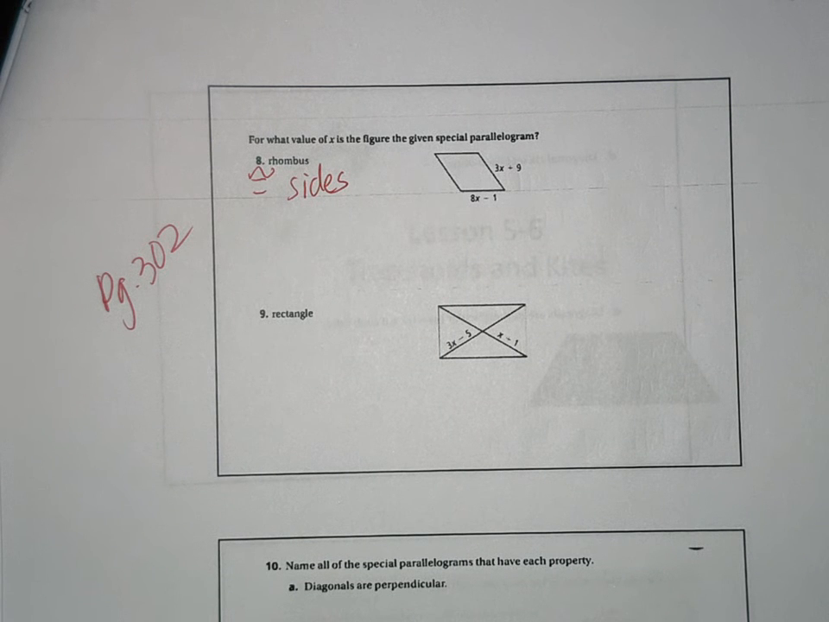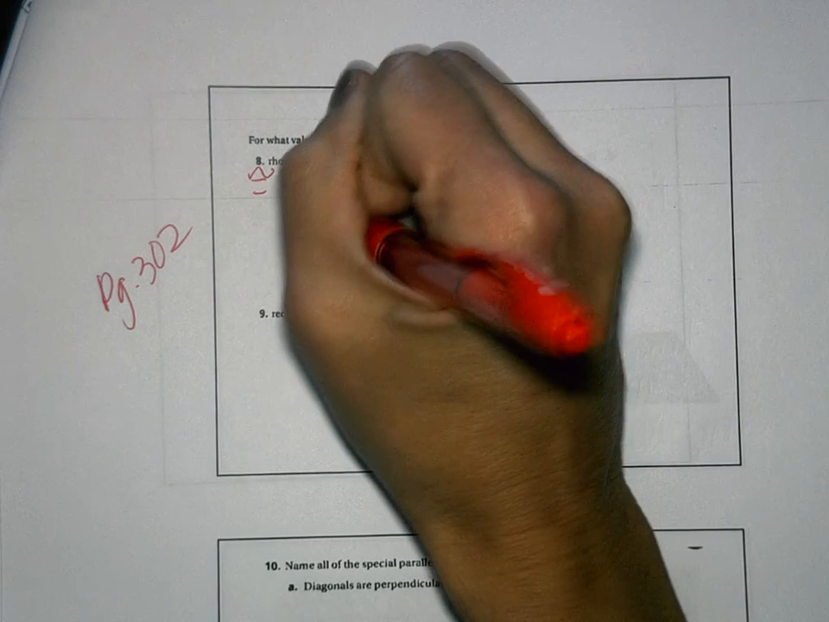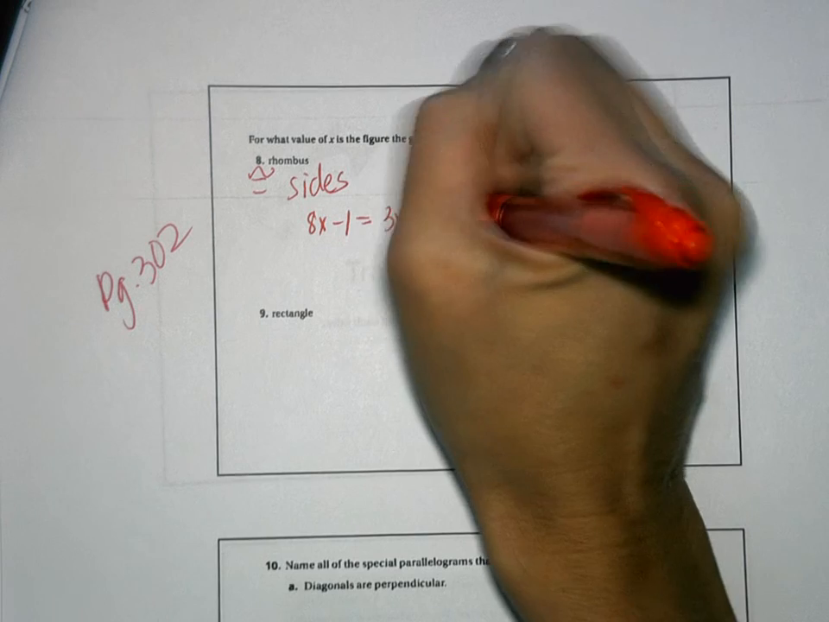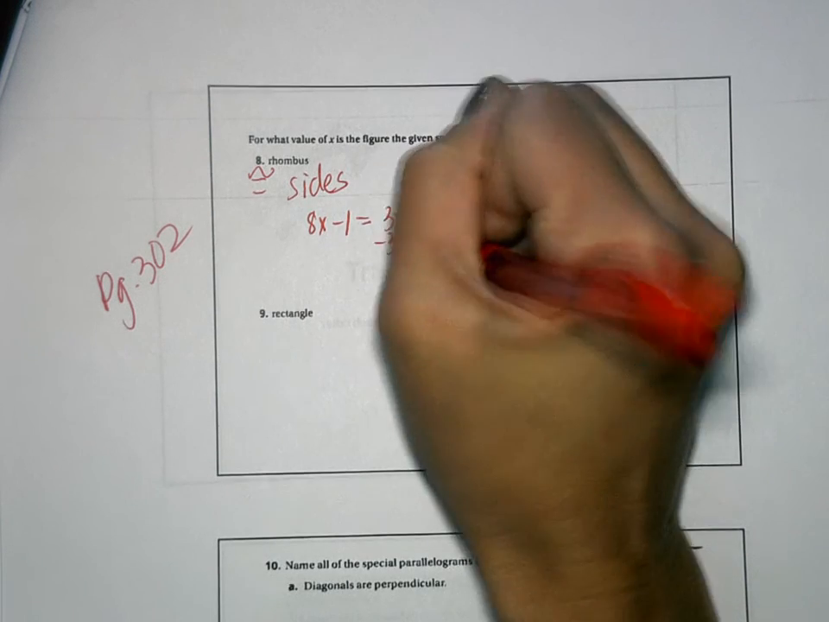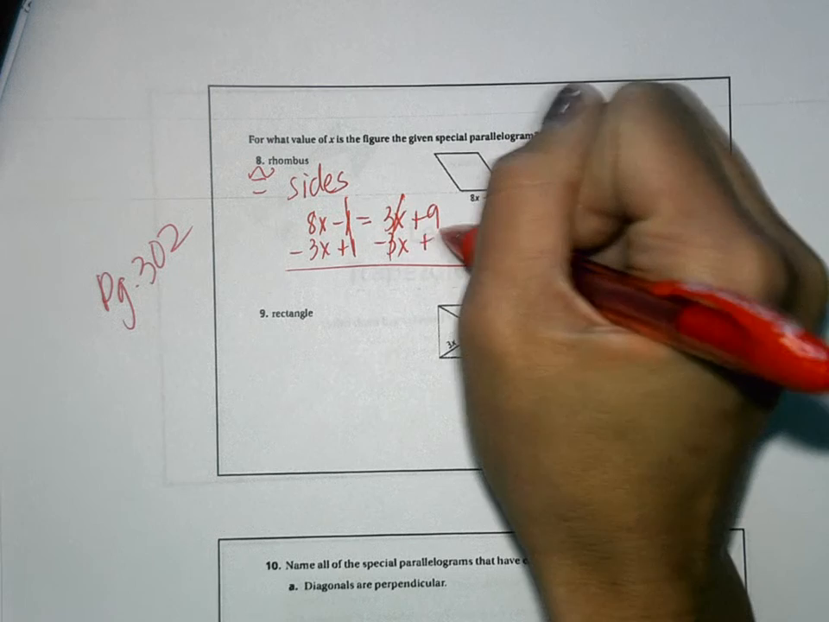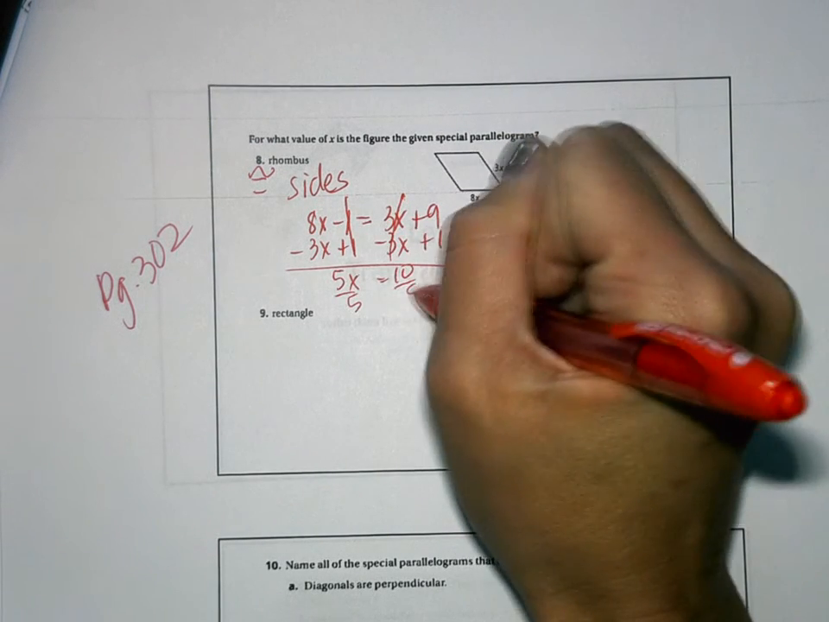Okay, yes. No, we're still on 8. 2 is the correct answer for 8. Okay, so you should have put 8x minus 1 equals 3x plus 9. Subtract 3x. Add 1. And we get 5x equals 10. Divide by 5 and x equals 2.